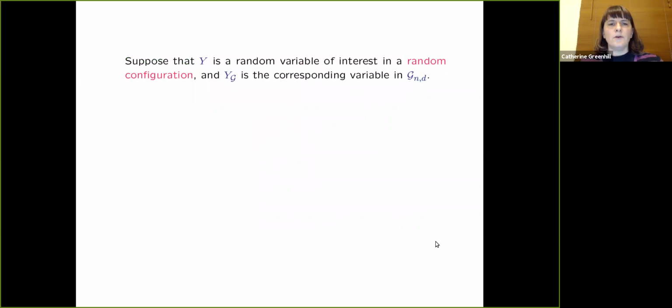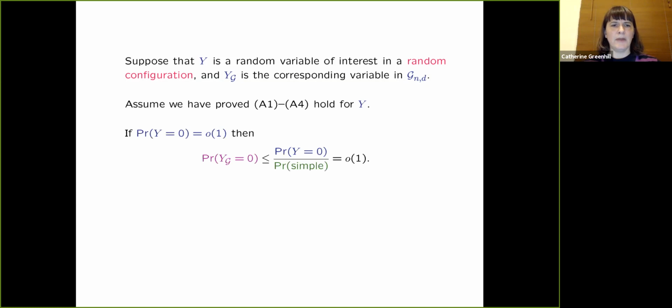Right. So let's say, still talking generally, that Y is your random variable of interest in the configurations, and now Y_G is the corresponding variable for the graphs. So you're really interested in Y_G in your d-regular graphs, but you know that the configuration version is going to be easier to work with. So Y just counts the number of choices of sets of pairs that map down to the substructure that you're interested in. Okay, and let's assume we've run the whole small subgraph conditioning method.